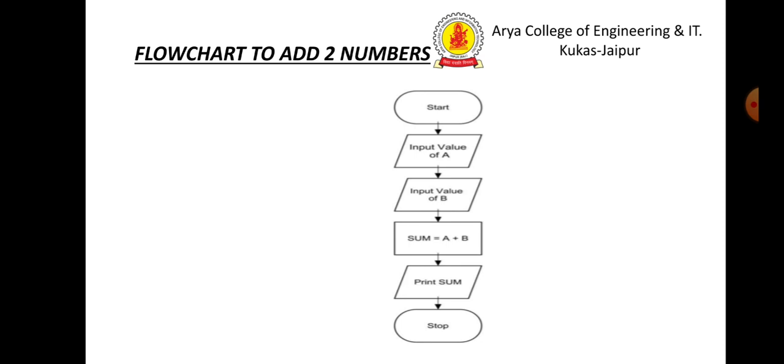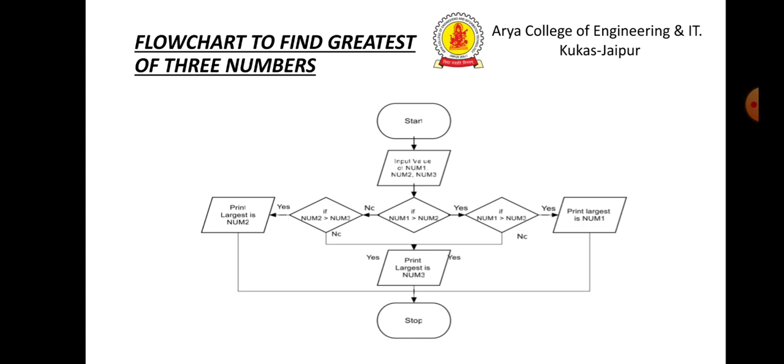Flowchart to add two numbers. Here you can go through it. Start and stop are in a circular box. For input and output we use a rhombus. Here we use input value of A and input value of B in a rhombus. Then the rectangle is used for processing, so sum is equal to A plus B. Processing is done in the rectangle box, and again the output, print sum, is done in the rhombus box. Here we use the diamond for decision making. It always goes with yes or no.